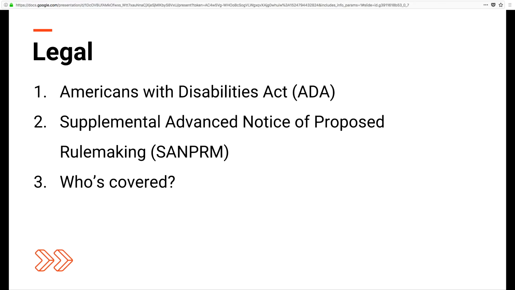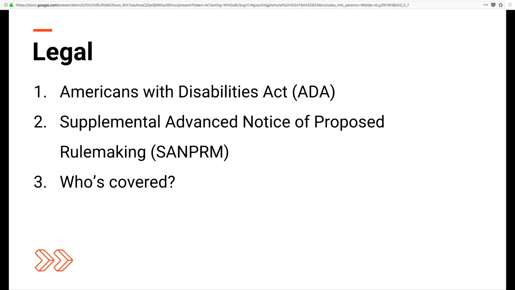In many situations, however, it can be challenging to establish what accessibility actually means. That's why the DOJ, the Department of Justice, which enforces the ADA, has issued the Supplemental Advance Notice of Proposed Rulemaking to incorporate web accessibility into standards. Organizations are encouraged to use the WCAG 2.0 guidelines, level AA compliance, as a guide for digital accessibility.